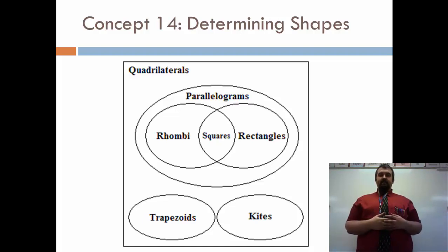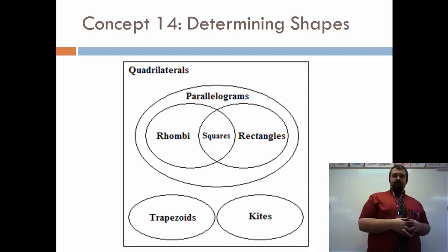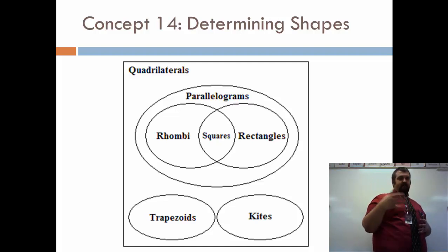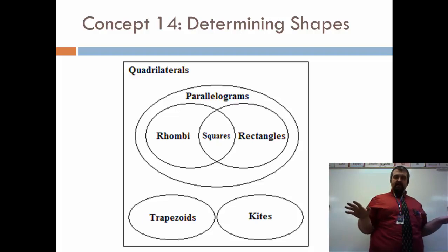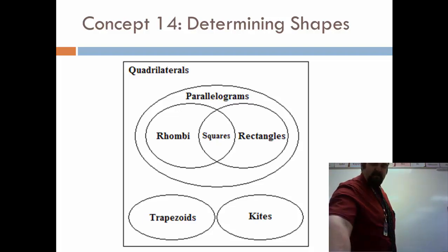A kite is a parallelogram. No, never. Bubbles don't overlap. A square is a parallelogram. Yep, it's inside the bubble. Rectangle, parallelogram. Yep, in the bubble. A rhombus is a trapezoid. No, not even close to each other. All right, this is another way to kind of group them together.